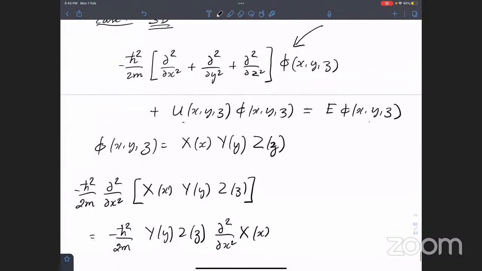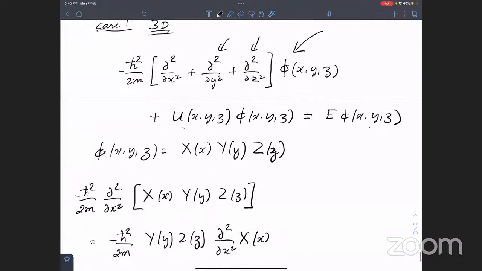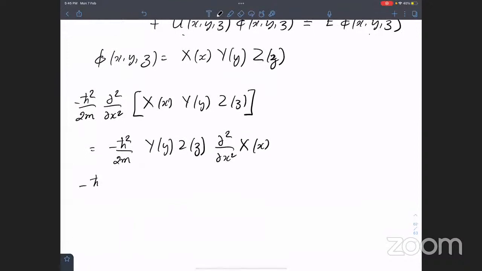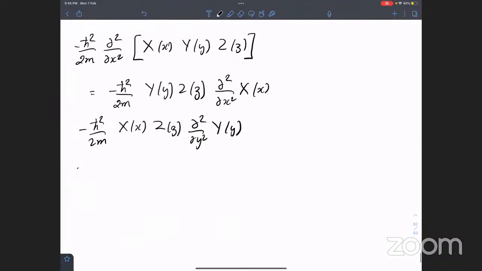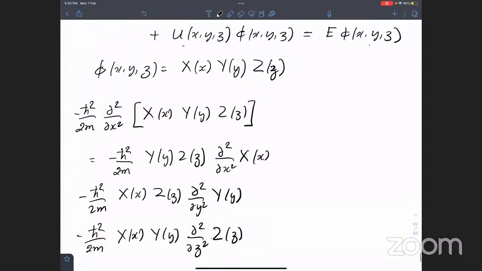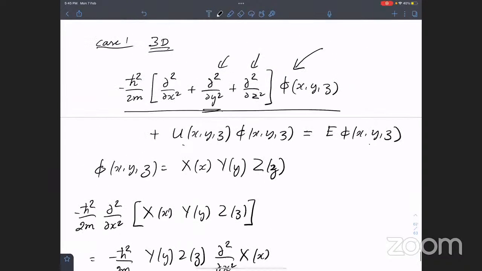Similarly, the other terms will also follow, so these three terms I can now write this way: minus h squared by 2m, X of x, Z of z, d squared by dy squared of Y of y. That's the second term here. Similarly, the last term is minus h squared by 2m, X of x, Y of y, partial of Z of z, like that. Okay, so that is this.